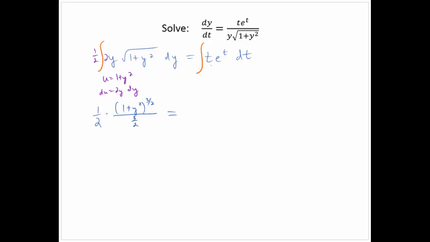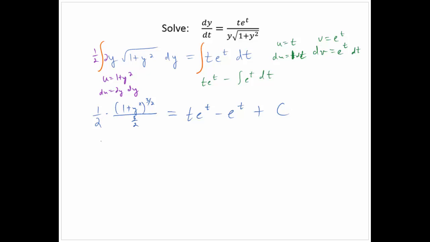Now on the right hand side, I'm integrating t e to the t dt. That looks like when we needed to use parts. So I'll let u equal t and dv equal e to the t dt. So then du is equal to 1 dt, and v is equal to e to the t. So that would become uv, so that's t e to the t, minus the integral of v du, the integral of e to the t dt. And so this becomes t e to the t minus e to the t plus a constant.